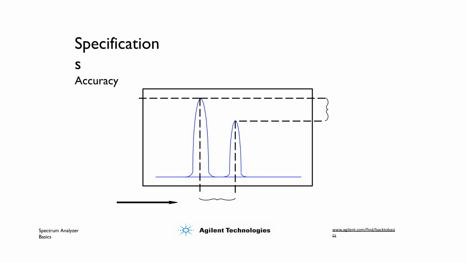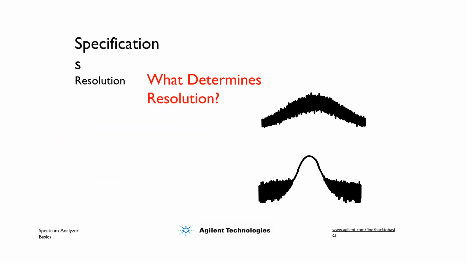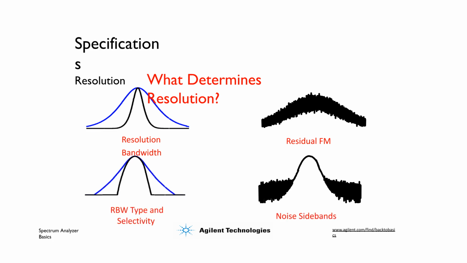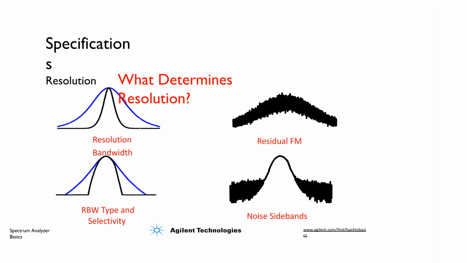Specifications include accuracy metrics like absolute amplitude accuracy in dBm and relative amplitude accuracy in dB. Frequency accuracy is also measured, distinguishing between absolute and relative frequency errors. Resolution is determined by several factors, including resolution bandwidth, RBW, residual FM, and noise sidebands. RBW type and selectivity are key to resolving closely spaced signals.